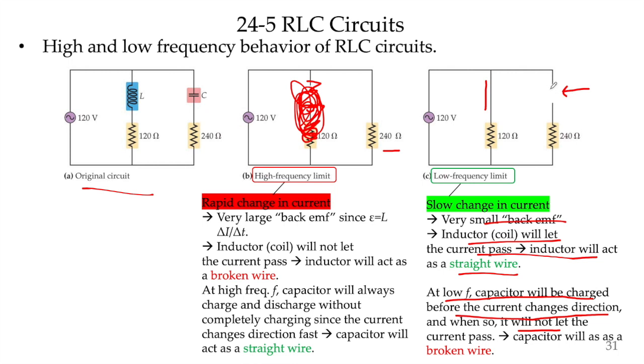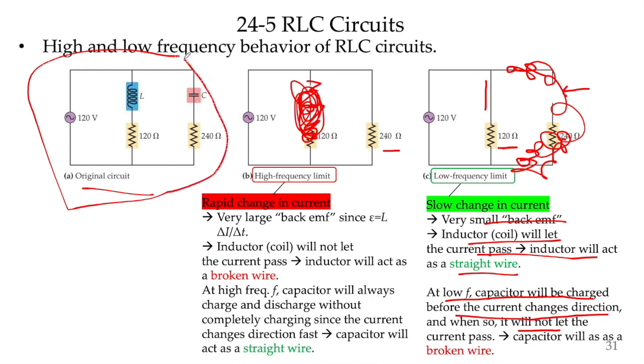Now what happens to this circuit? Now this part is gone. So at the low frequency limit, the circuit becomes an AC source and a resistor, but this time this resistor is 120 ohms. So this is the original circuit, but its high frequency and low frequency limits are different.